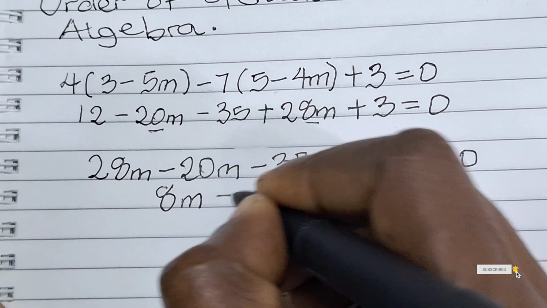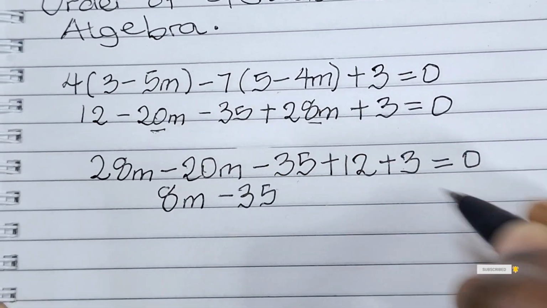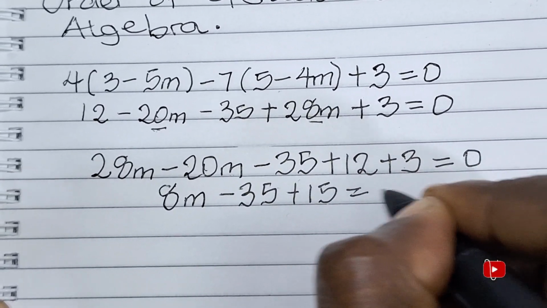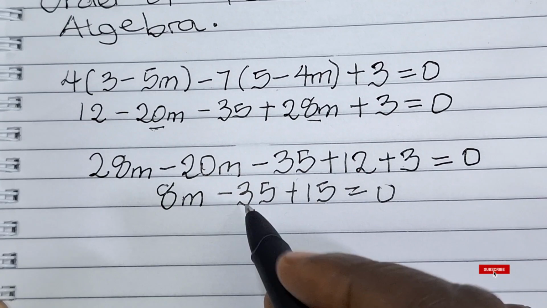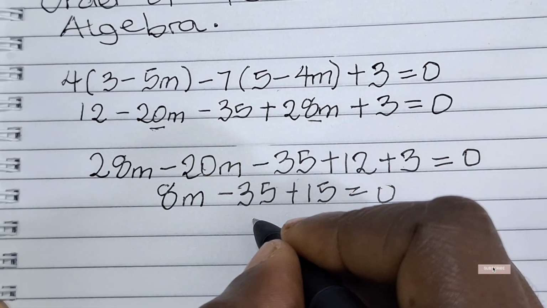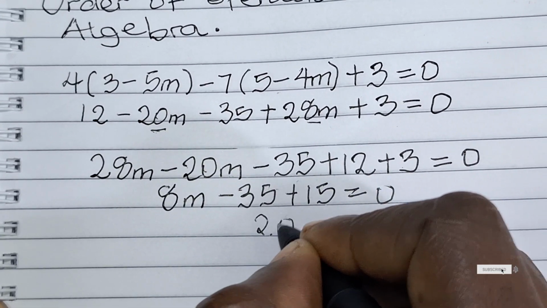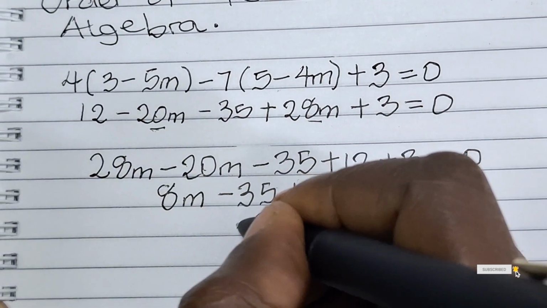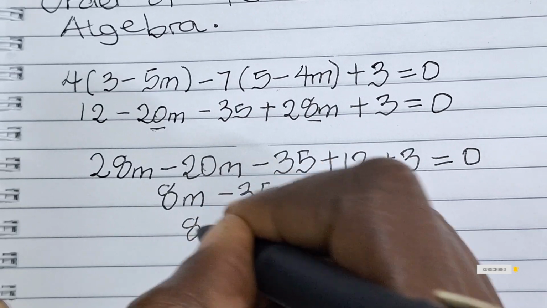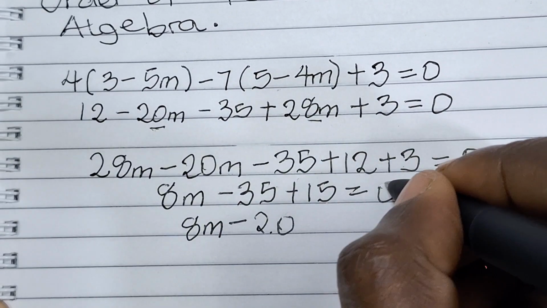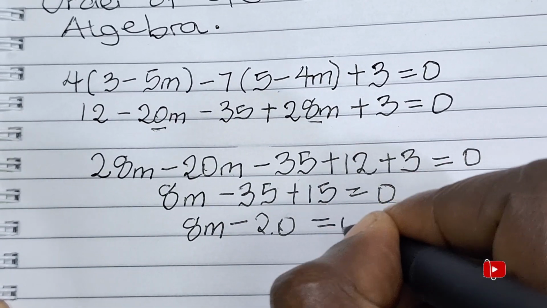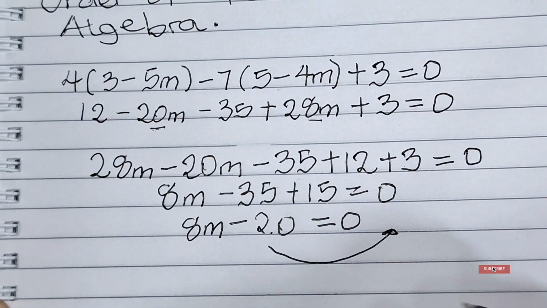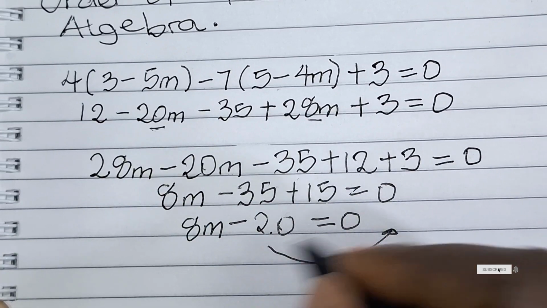I do 12 plus 3 first, which is 15. Okay? So now I can do 35 minus 15, which is 20. But I look at it. The 35 is bigger and it has a negative sign, so my answer has negative 8m. And this is equal to 0. I'm going to take this to the other side. It becomes positive 20. Or I add 20 to both sides.